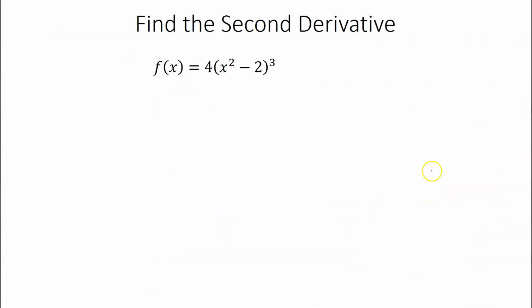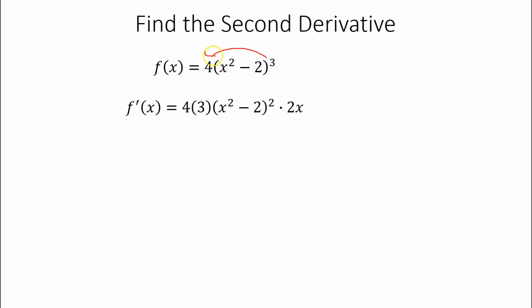We can even do second derivatives, and sometimes the chain rule is involved. So let's take a look at this. We take the derivative of the outside; this is going to come out in front. This will get reduced by 1, times the derivative of the inside. And we end up with this right here.